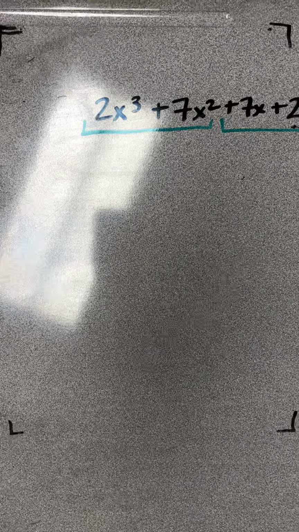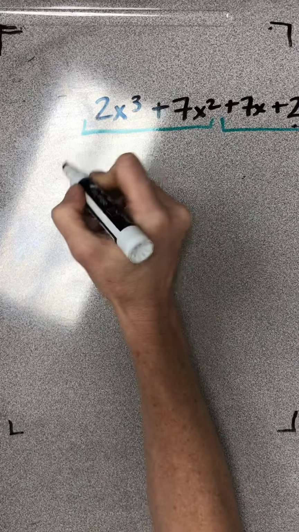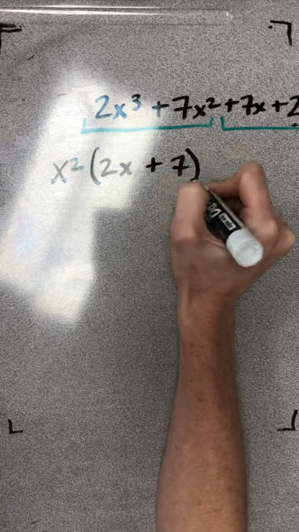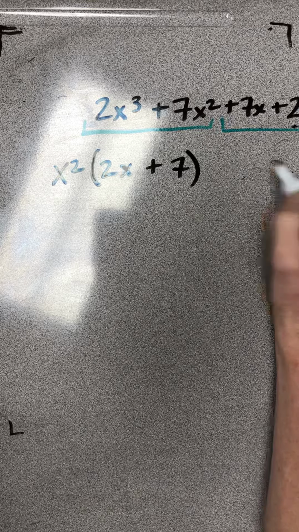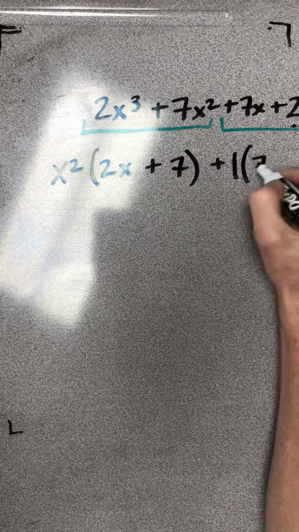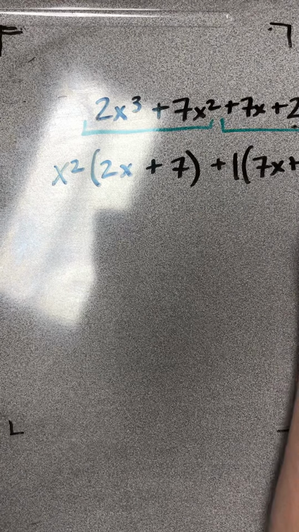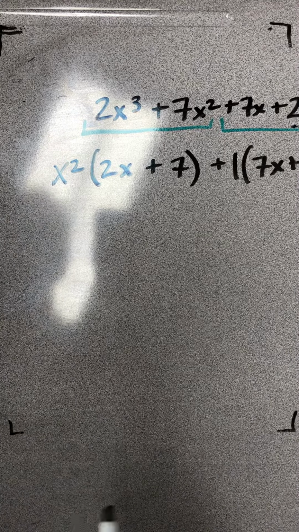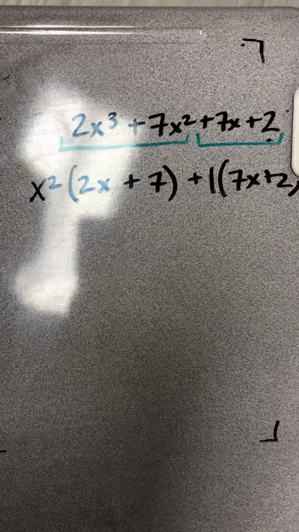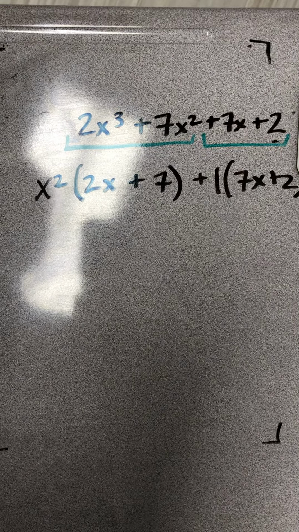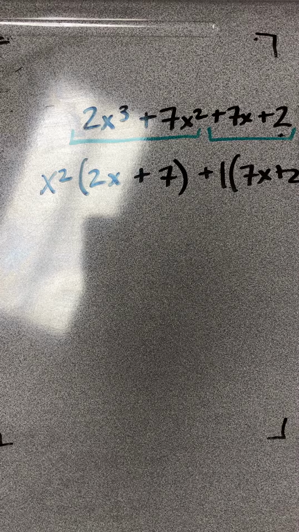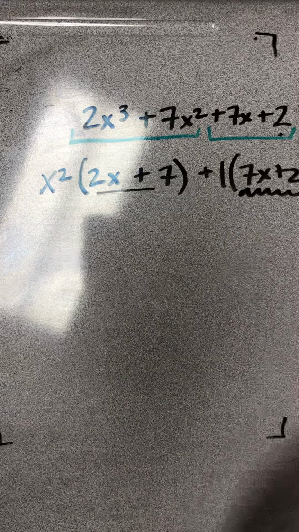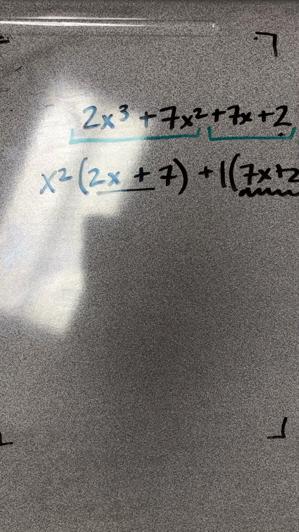You'd say, all right, well, I could factor out an x squared in this first one, so x squared times 2x plus 7. The second one, I can't really factor out anything except a 1. 1 times 7x plus 2. And you're thinking, that's a parenthesis, it's kind of ugly. Oh, you can't see it, that ran off the page. 7x plus 2. And so now you're asking yourself, can I do anything with this? No. This and this, they're not the same. Factoring by grouping is not going to work that way.